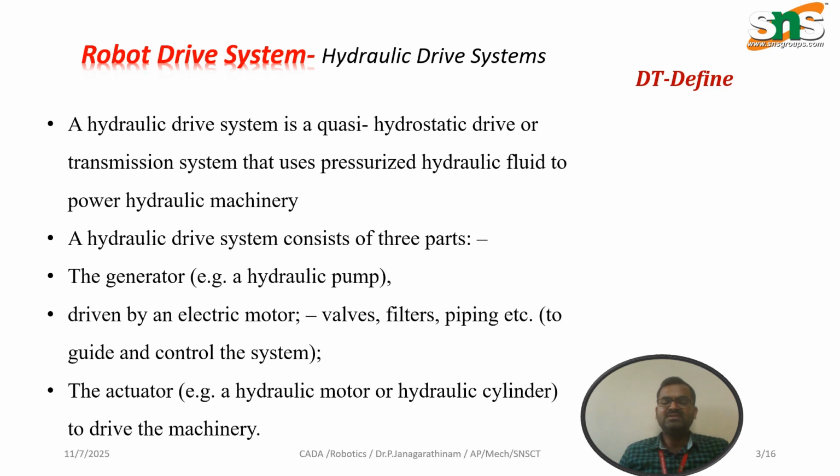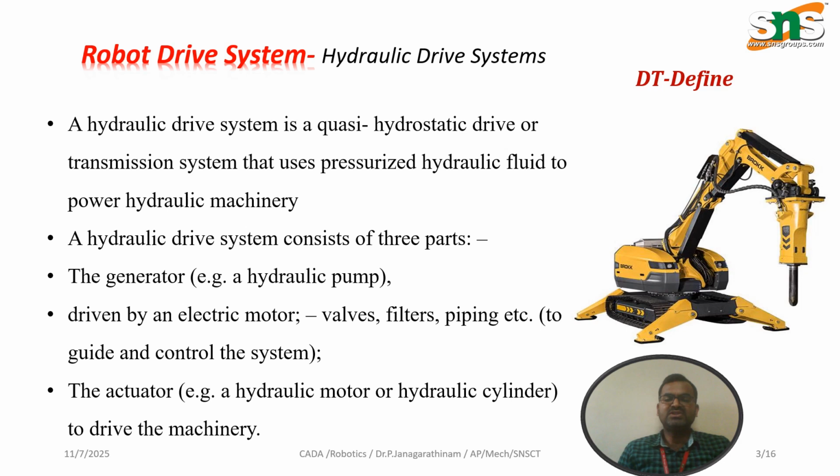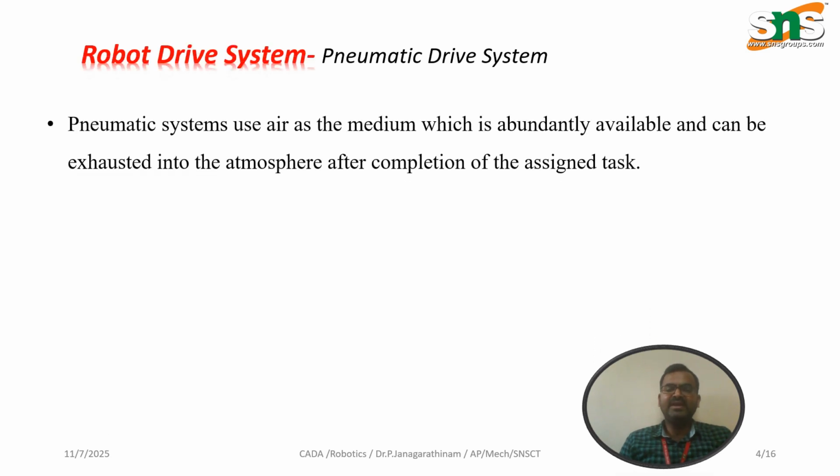The actuators, which means we use either a single acting or double acting cylinder, will produce the linear motion. The hydraulic motor or hydraulic cylinder is the actuator which can operate our robotic systems. So this is the general hydraulic drive system. Here the energy is generated by the hydraulic pump, which pumps the fluid from the lowest level to the highest, so that it can easily drive the hydraulic system. So next one is the pneumatic drive system.